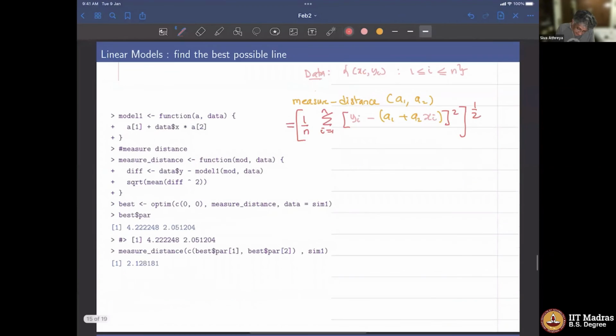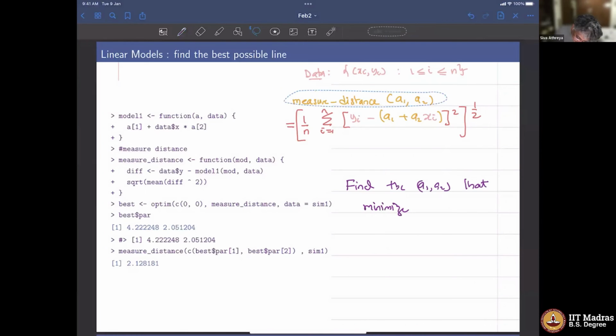And then I use the optimum function to minimize this function of a1 and a2. Then what I do is I solve this problem. I find the minima. I'll just find the a1 and a2 that minimize this. I'll just copy this and put it down.